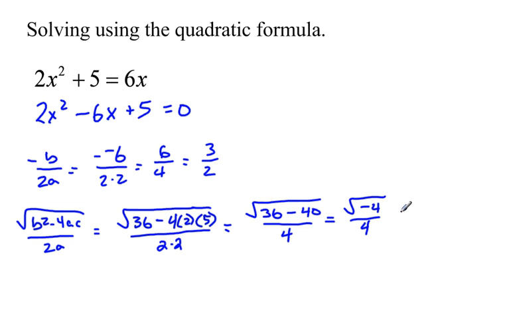Square root of negative 4 we learned was 2i, and that can reduce to i over 2. And so our final answer is that x equals 3 over 2, our first part, plus or minus i over 2. And there we go.